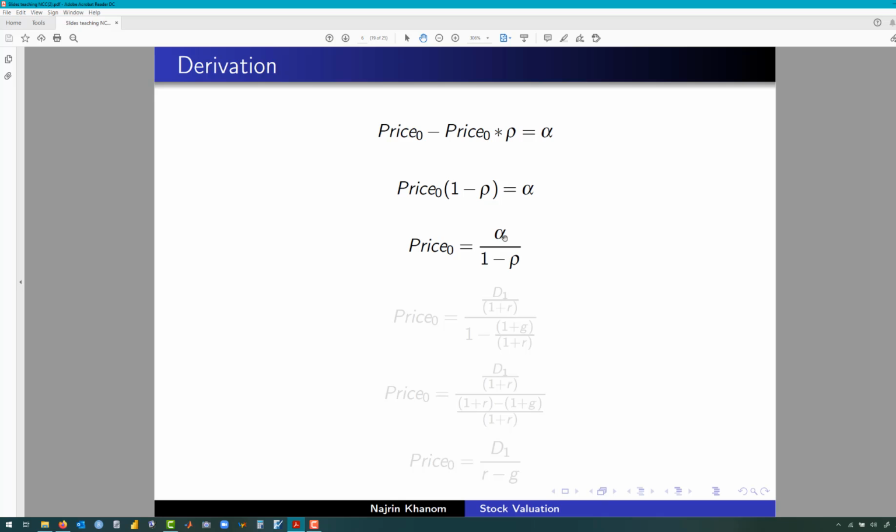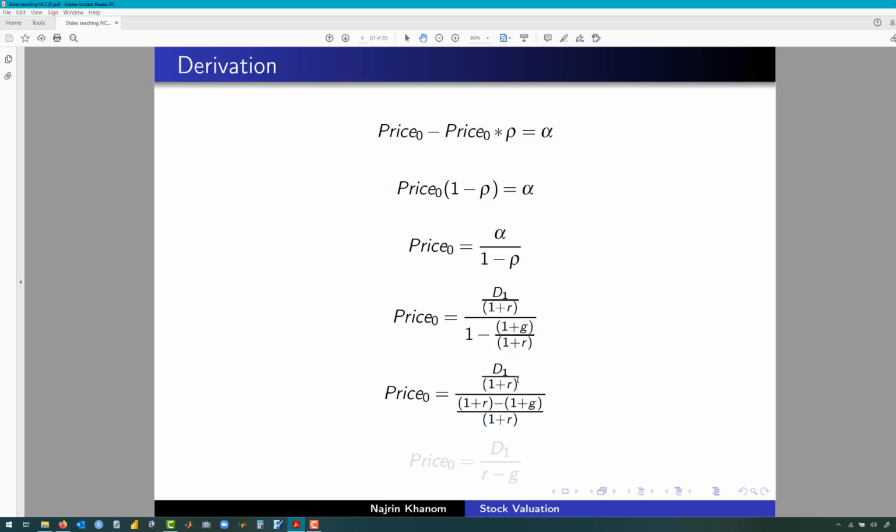If you recall, alpha is d1 over 1 plus r. And rho is 1 plus g over 1 plus r. Let's do a little bit more algebra. Let's find out if we take 1 minus 1 plus g over 1 plus r, what is that equal to? So if we do that, this is what our denominator looks like. It is 1 plus r minus 1 plus g, over 1 plus r.